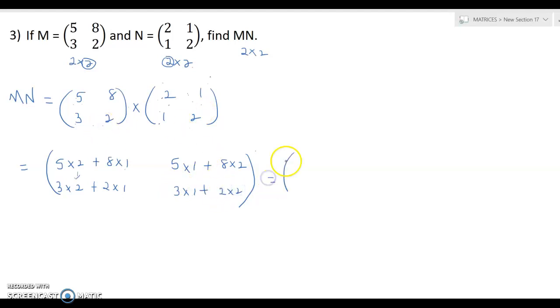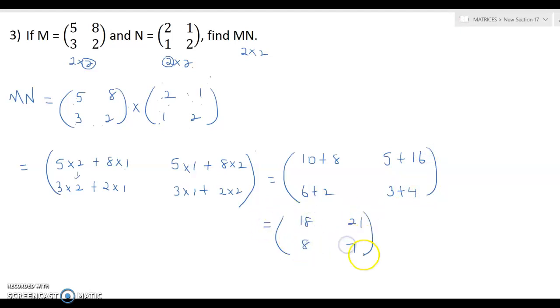And let's just simplify here. So we're going to get 5 by 2, which is 10, plus 8 by 1, which is 8. And then across here we get 5 plus 16. And then down below we get 6 plus 2. And then 3 plus 4. And it's just going to simplify. So we get 18, 21, 8, and 7.